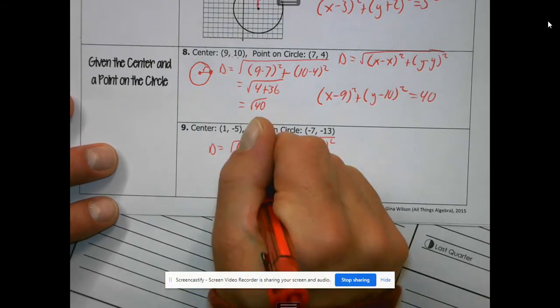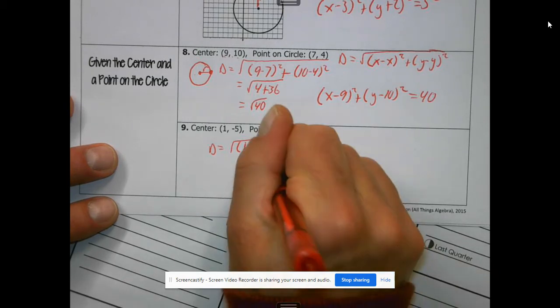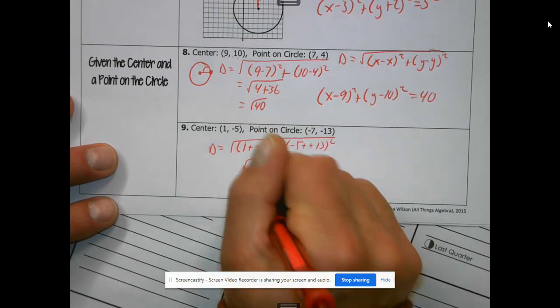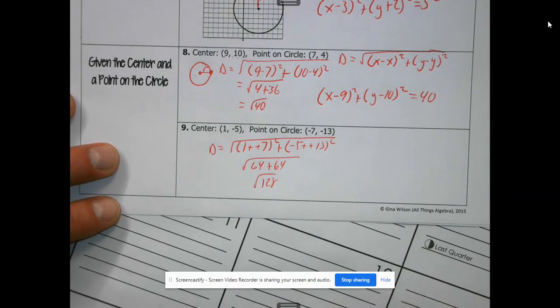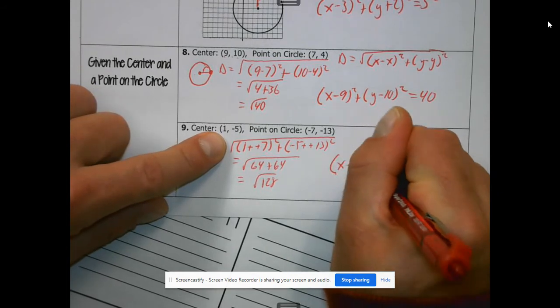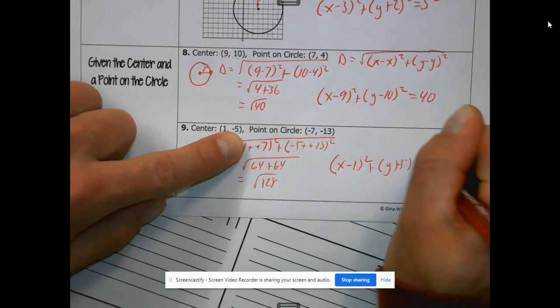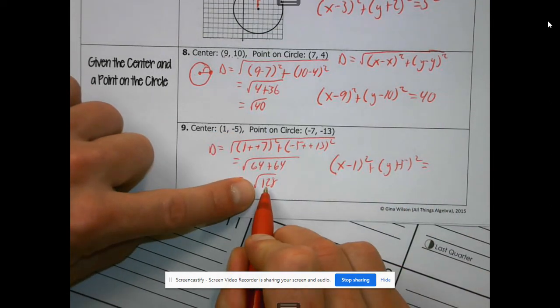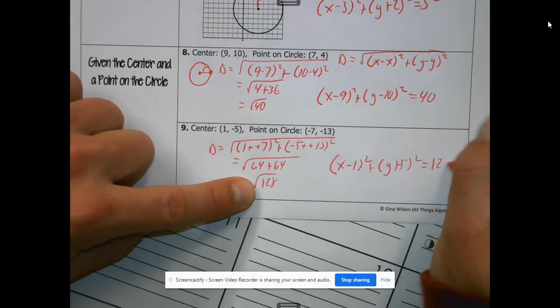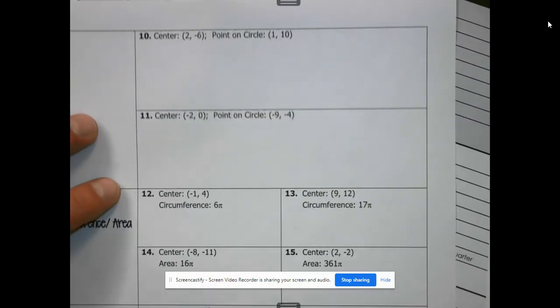8 squared is 64. This also gives me 8. 8 squared is also 64. Leave it as square root 128. That is your radius. Equation. This is your center. X minus 1 squared plus y plus 5 squared. Remember, when I squared the square root, they cancel out. Just 128.